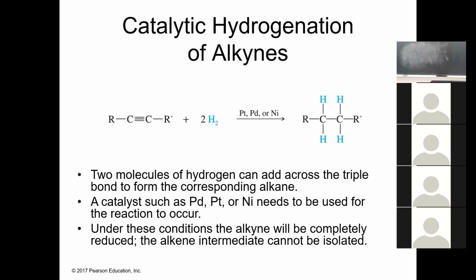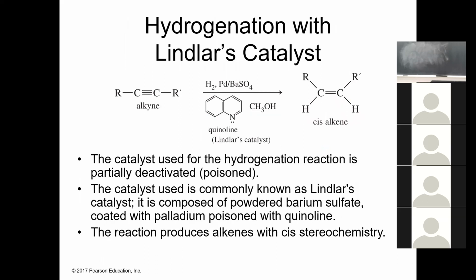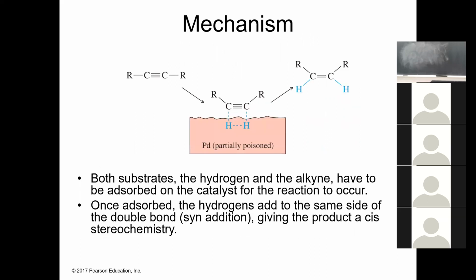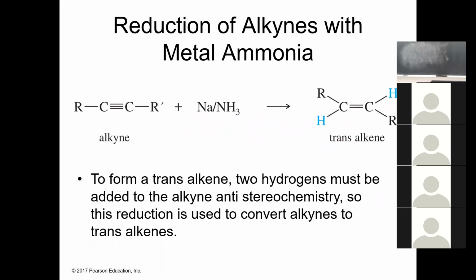Okay, if we use nickel, palladium, or platinum, it's really not possible to stop at just one hydrogenation. We can't isolate the intermediate alkene. This goes all the way to the alkane. If we use Lindlar catalyst, we can stop at the alkene. Specifically, this gives us the cis. And then this is a method of preparing a trans alkene, the liquid metal ammonia method.